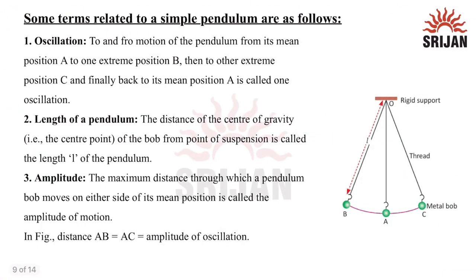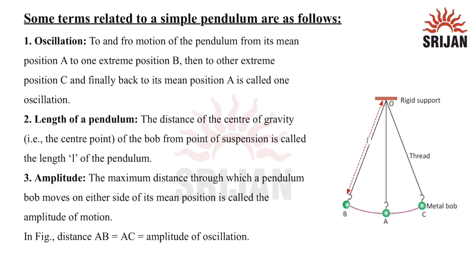There are some terms related to a simple pendulum. First is oscillation. The to and fro motion of a pendulum from its mean position A to the extreme position B, then to the other extreme position C, and then finally back to A is called oscillation. Length of a pendulum: the distance of the center of gravity, that is the center point of the bob, from the point of suspension is called the length L of the pendulum.